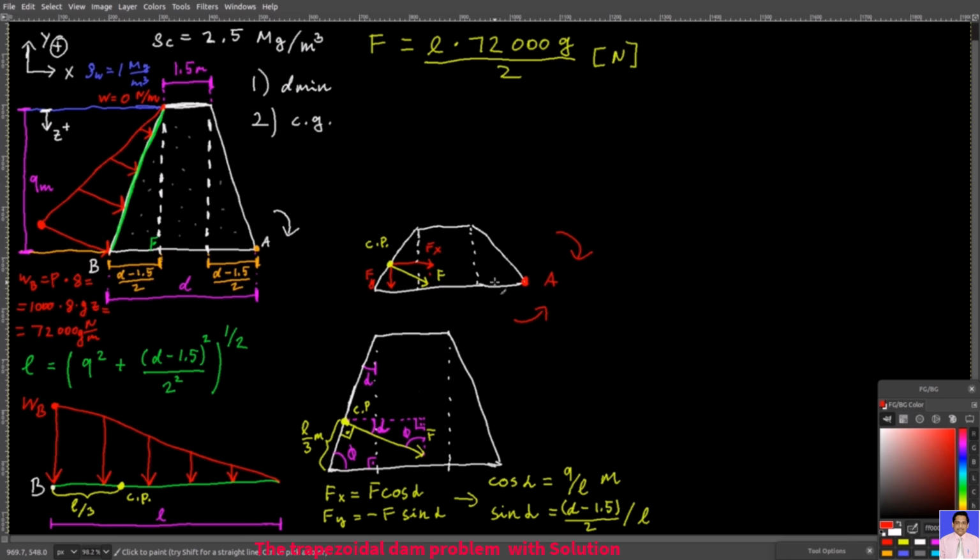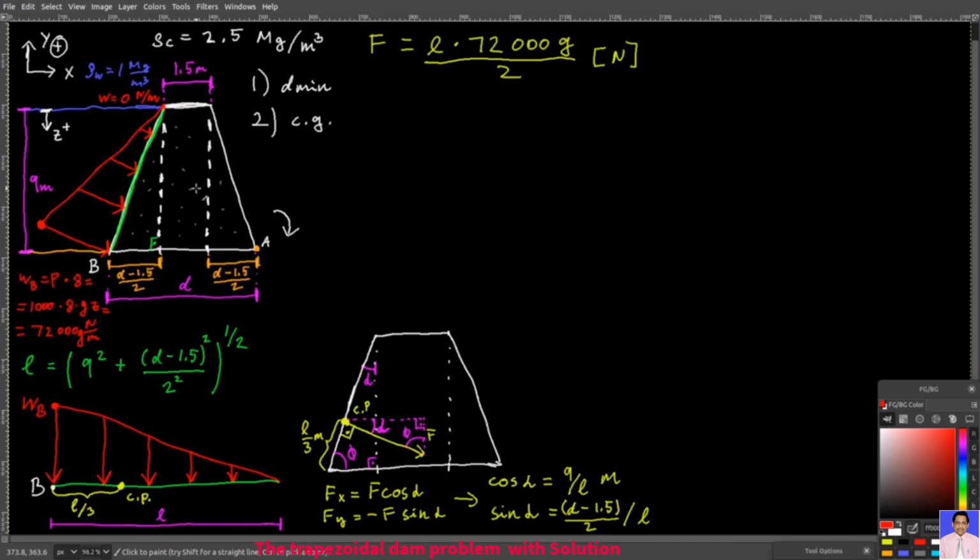So as you can see, this shape is more beneficial for the dam than this shape that we had in the previous dam exercise. This trapezoidal shape is more beneficial against letting the dam tip over about point A. And also, the greater the diagonal, the bigger the vertical component that fights against the dam tipping over about point A.